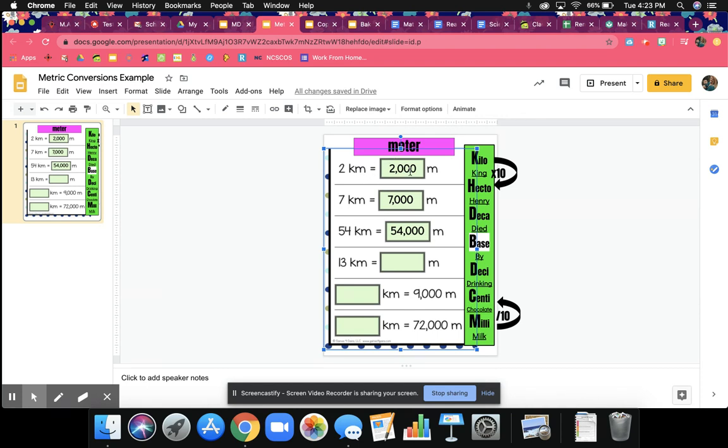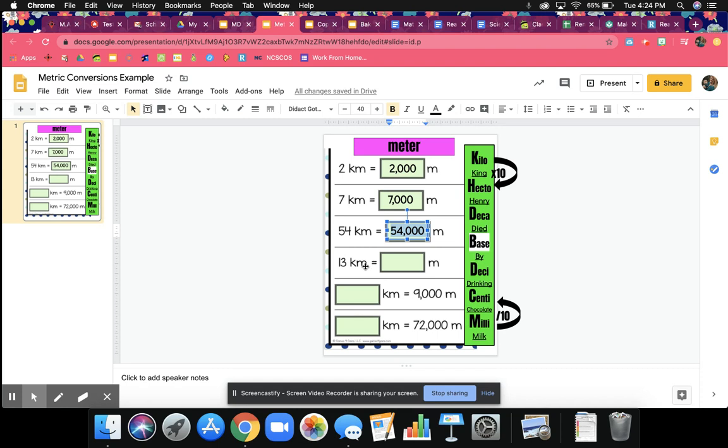So those are the same. 2 kilometers, 2,000 meters. 7 kilometers is 7,000 meters. 54 kilometers is 54,000 meters. So you are just finding 2 numbers that are equivalent. So go back to fractions like we've learned. You know, 1/2 and 3/6 are the same equivalency. 54 kilometers and 54,000 meters are the same.